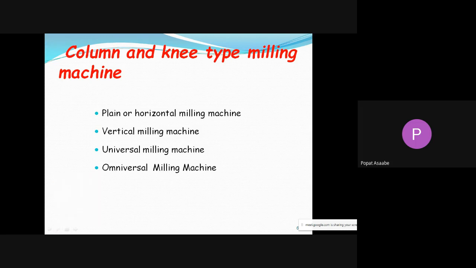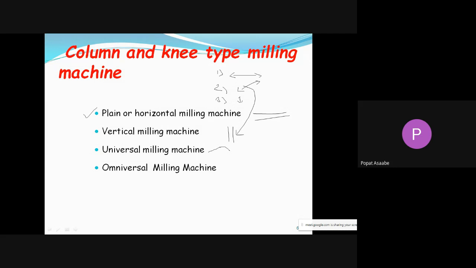In the horizontal milling machine, the position of the arbor will be horizontal. And in the vertical milling machine, the spindle of the milling machine will be vertical. In the horizontal milling machine, we can achieve three movements of the table. Which three movements? The first is the longitudinal movement with the help of the saddle. Then we can achieve the crosswise movement of the table, and also the up and down movement of the knee.